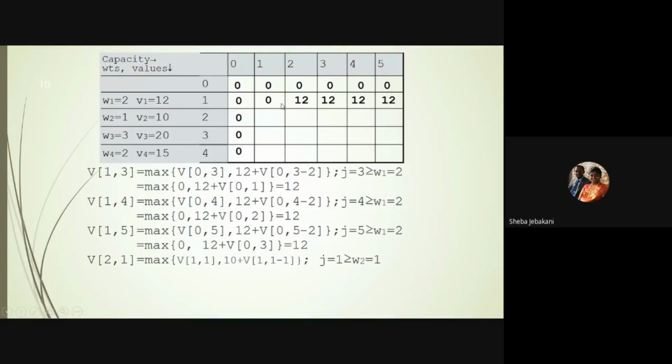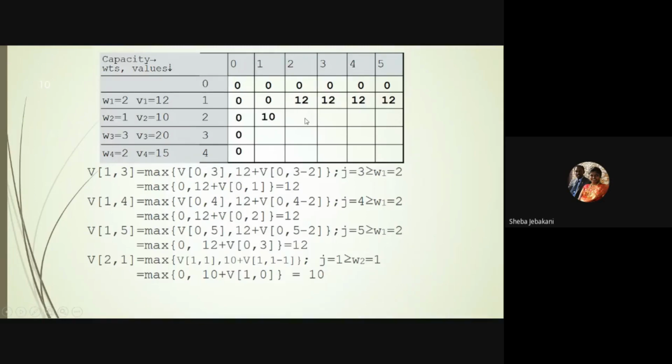So I go for this particular position value plus the profit of this object, that is 10. So 10 will be the value that I am getting, because 1 comma 1 is 0 and 10 plus 0 is 10 itself. So the maximum value I'll get is 10. That is the value I will put over here.